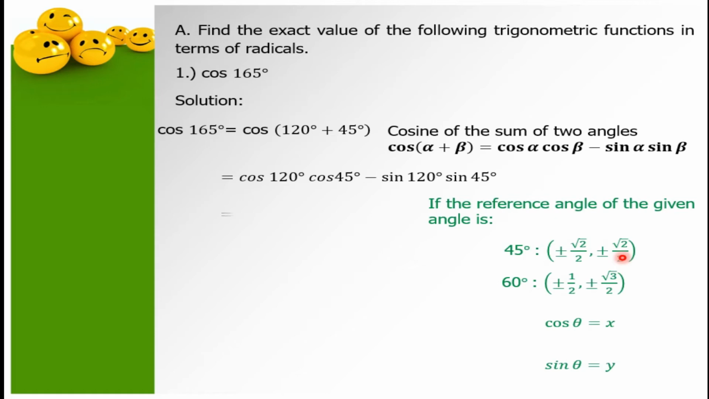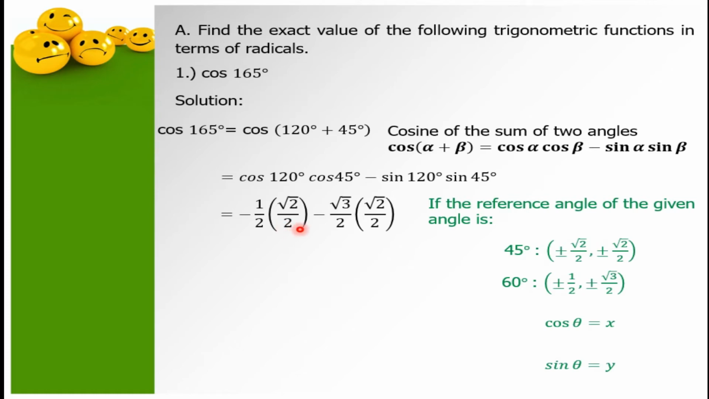So, next, yung cosine 120, so cosine is x. So, ito yung gagamitin natin kasi yung reference angle ng 120 is 60. So, this is x. So, ito yung gagamitin yung x coordinate. So, sabi natin kanina, this is negative 1/2. So, this is now negative 1/2. Cosine 45, cosine is x. Okay, x-coordinate yung gagamitin natin. That is square root of 2 over 2.